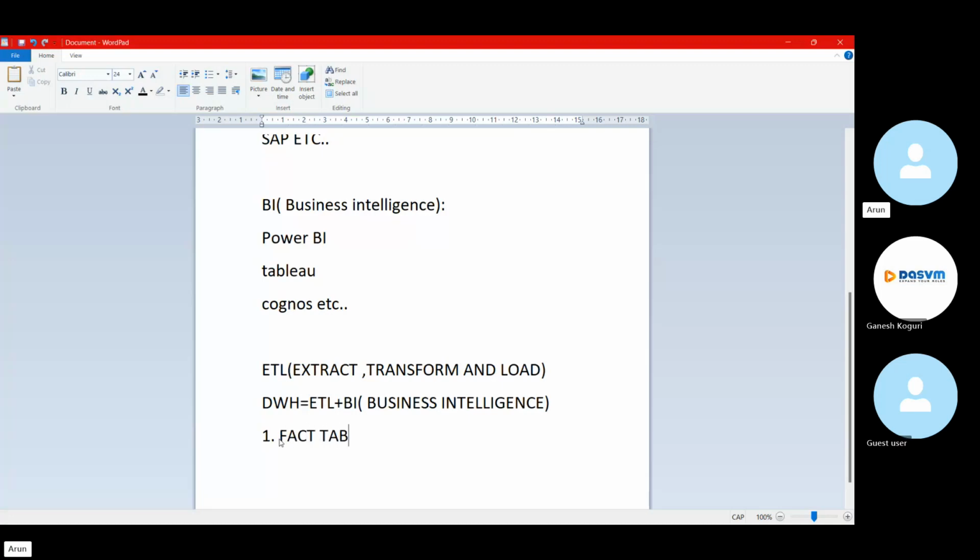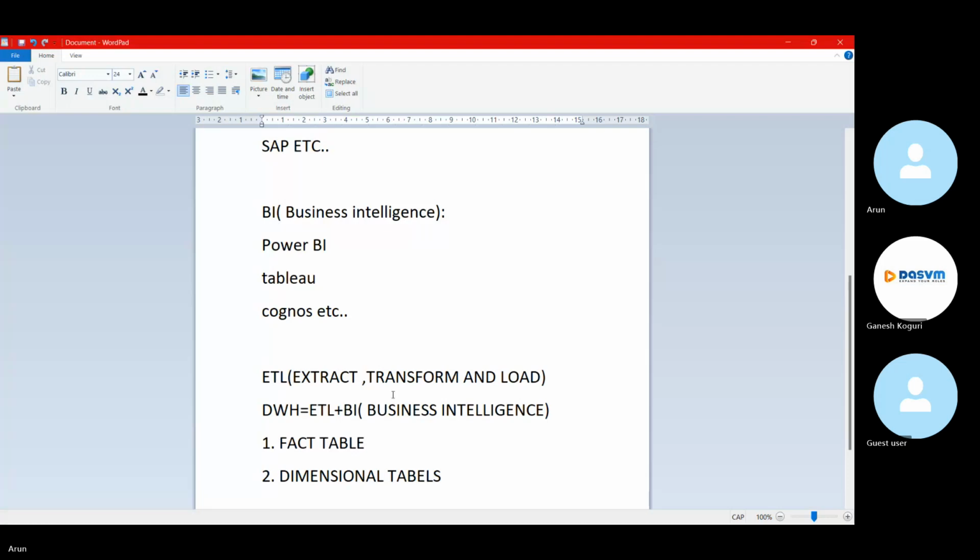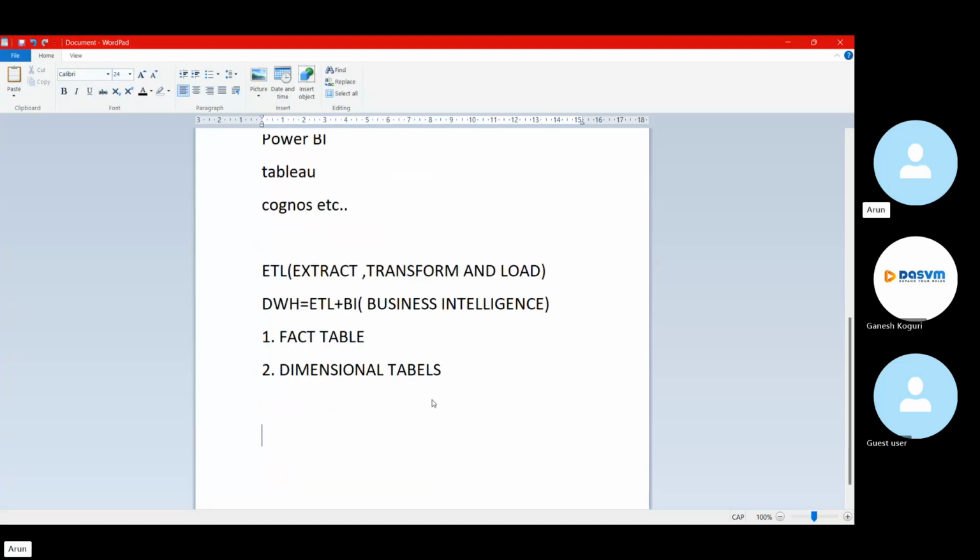See, we can discuss in example about this. I'm just giving you a brief about it. These tables, see dimension. These tables will be loaded in data warehouse in the form of schemas. Don't get confused, we can discuss in detail. I'm just giving a brief about it.